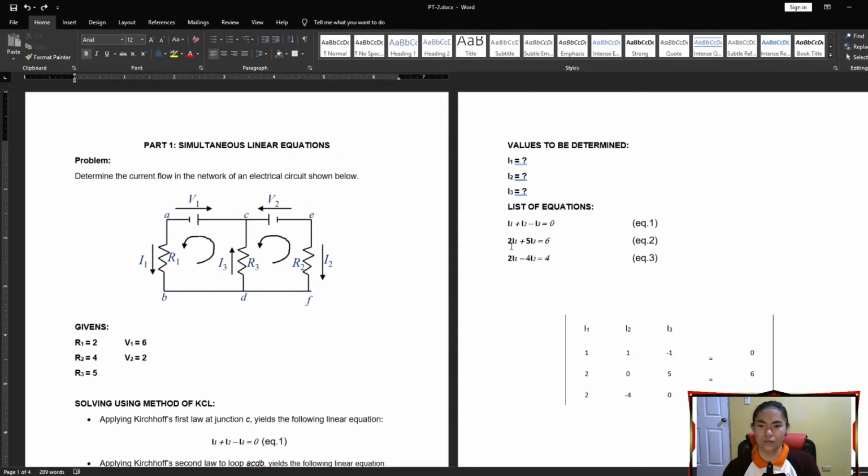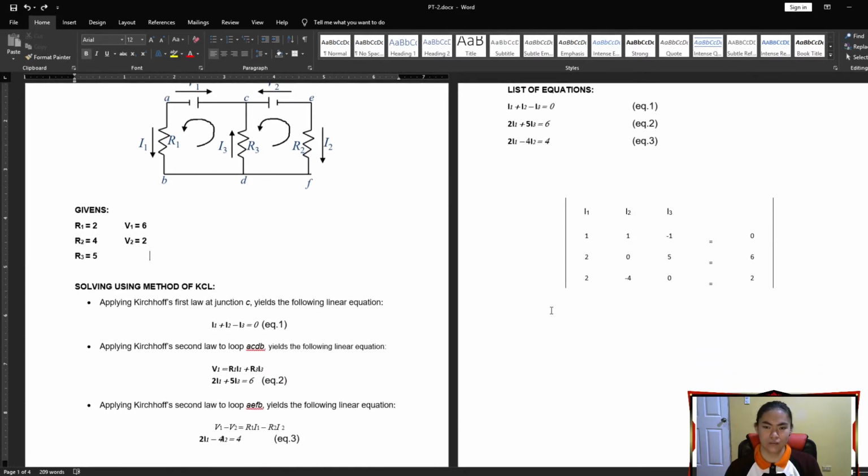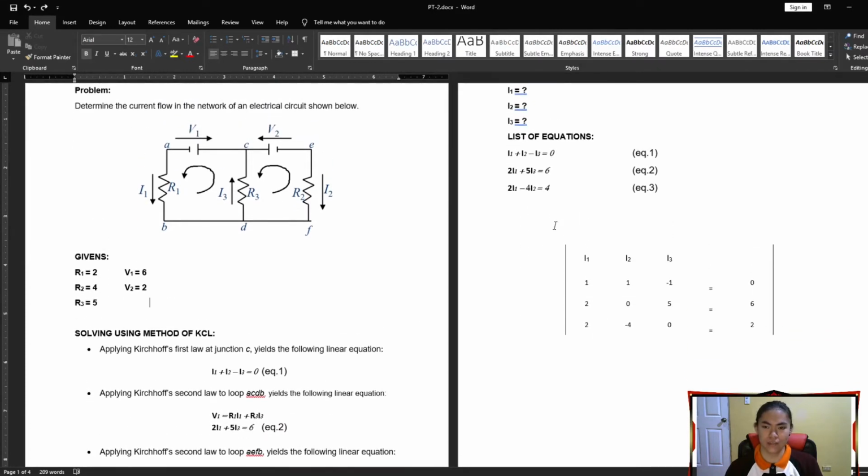Okay. So, values to be determined. Yun nga, ang sabi ko kanina is what we are looking for is the currents in our circuit. The I1, I2, and I3. So, list of equations. The 3 equations I mentioned earlier. I1 plus I2 minus I3 equals 0. Equation 1. 2I1 plus 5I3 equals to 6. Yan ang ating equation 2. Then, 2I1 minus 4I2 is equal to 4.